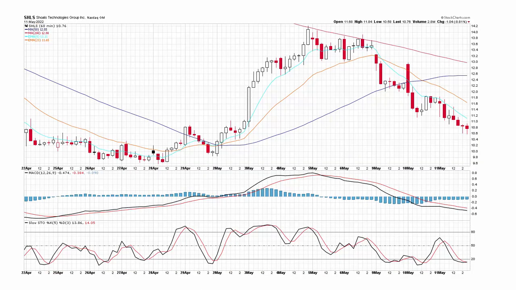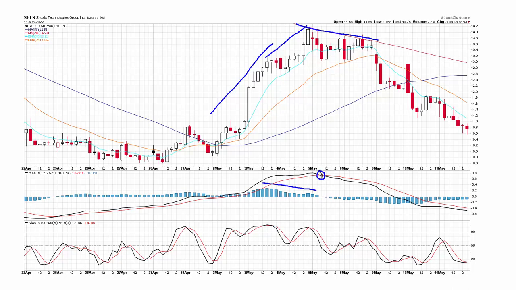Okay, so here is the 60-minute chart. As you can see, this is the big bounce within the downtrend. The red line is the 200 moving average on this particular time frame. So what we have here is a negative divergence: MACD histogram lower highs, stochastic higher highs. So we got a negative divergence.